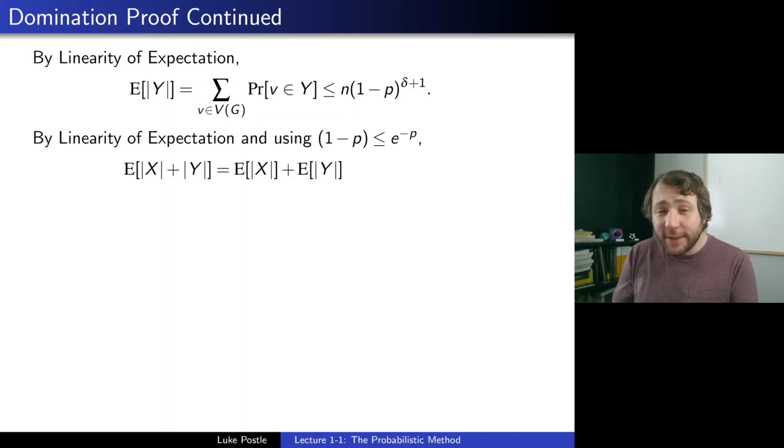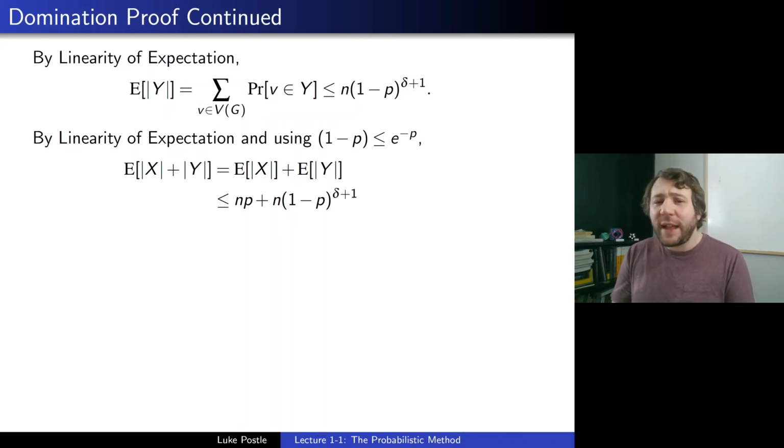We're going to use it a third time because I wanted to upper bound the expectation of x plus y. Right? We're going to have x union y as our dominating set, and so I want to think about the size of that set. And the point is, by linearity of expectation, it's enough to calculate the expectation of x and the expectation of y and sum them, which we've already done. Expectation of x is np, and expectation of y is upper bounded by n times (1 minus p) to the delta plus 1.